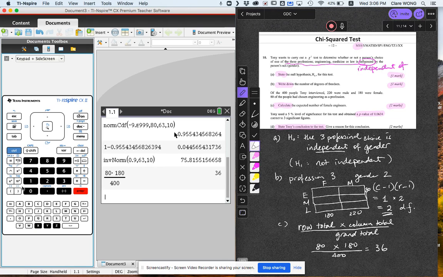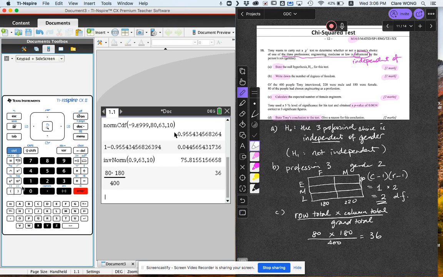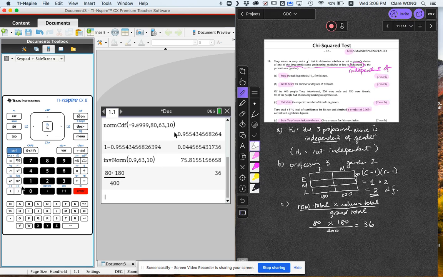Tony used the 5% level of significance for his test and obtained a p-value of that. State his conclusion.